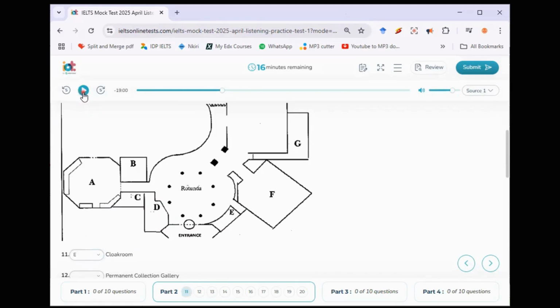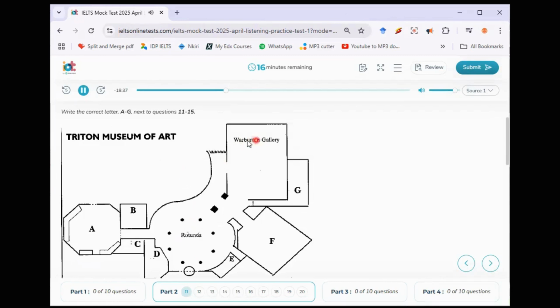So this nice spacious area we're now standing in is the rotunda. It contains some of the museum's most striking sculptures. From here, you gain access to all the museum. Leading off from the rotunda are the Warburton Gallery and our other large gallery that houses a permanent art collection.